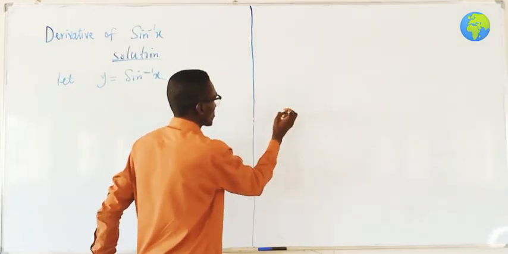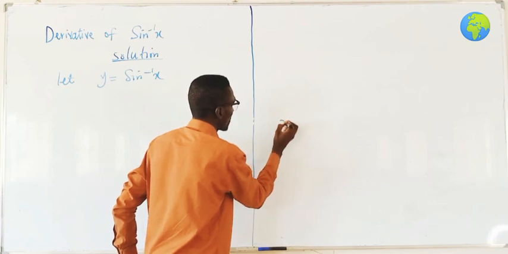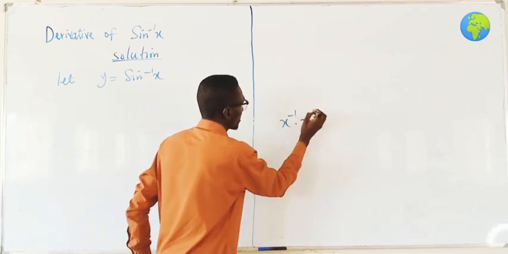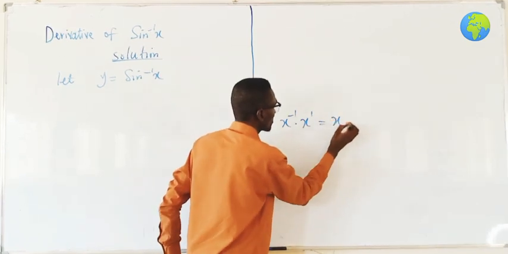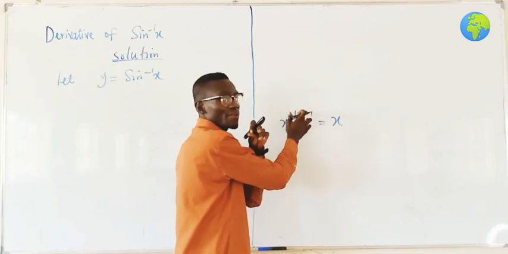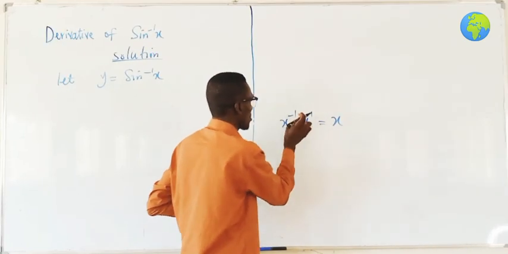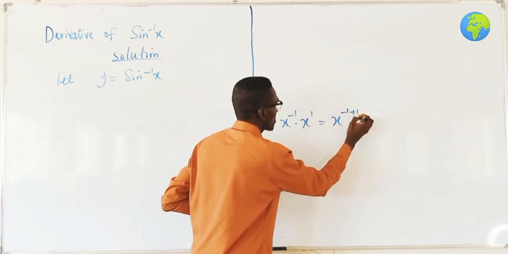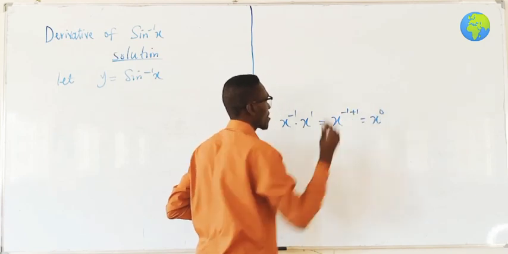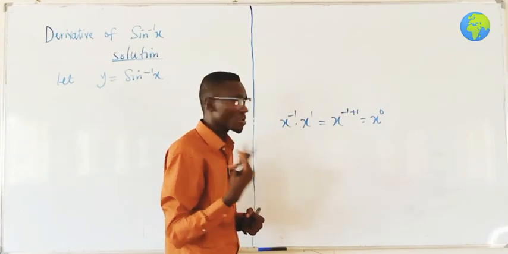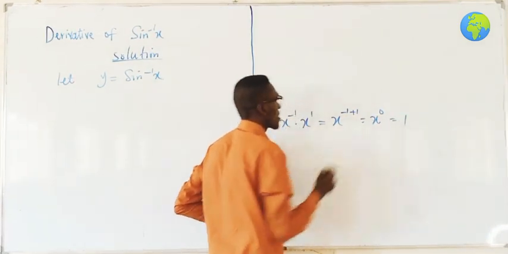When I have a variable x raised to power minus 1 multiplying by x raised to power 1, this is the same thing as x raised to power. This is multiplication, same base, so I'll add the powers. Remember from the law of indices. So since it's multiplication, minus 1 plus 1 equals x raised to power 0. Anything raised to power 0 is what? 1. So this equals 1.